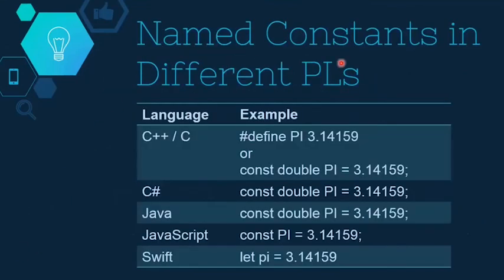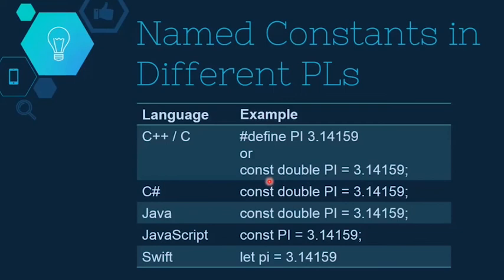Next, we have named constants in different programming languages. The first one, which I think we are most familiar with, is C++ or C. They both define named constants the same way, using the hashtag define, or the preprocessor directive, and the const keyword. When they define constants using hashtag define, there's no need to put the variable type anymore and no need to use the equal sign.